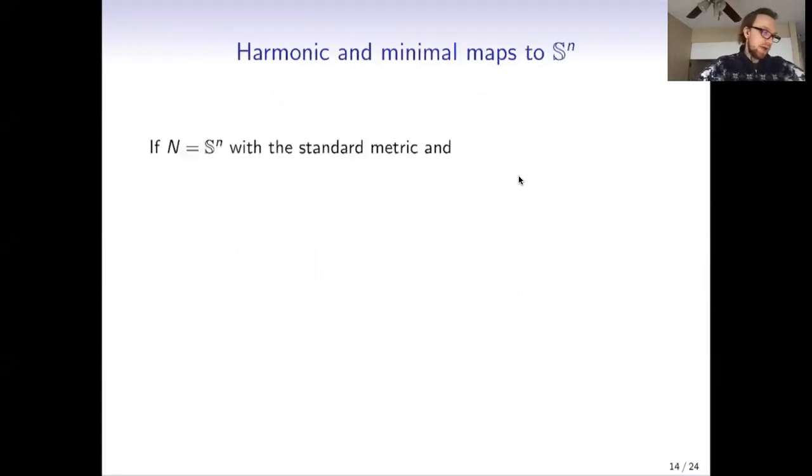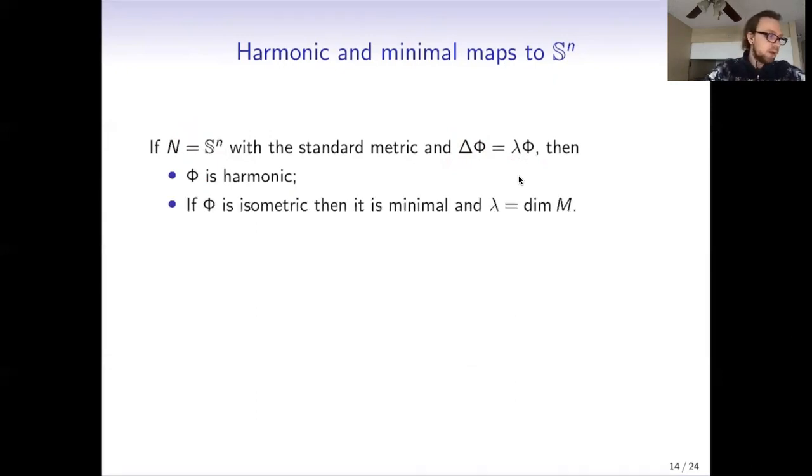It turns out that if your target manifold is a sphere with the standard round metric, and your map phi is such that its components, here I understand it as a vector equation, are all eigenfunctions with the same eigenvalue, then automatically phi is harmonic. So it's a harmonic map right away. And moreover, if it's an isometric map, then it's minimal, and lambda equals the dimension of M. That's why we scaled: for surfaces this is 2, so lambda has to be equal to 2 for phi to be an isometry.